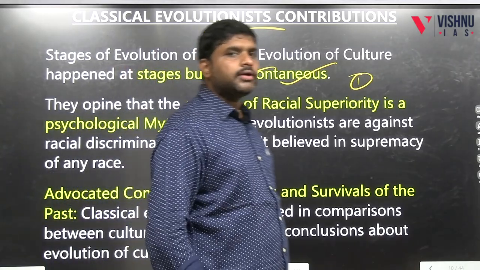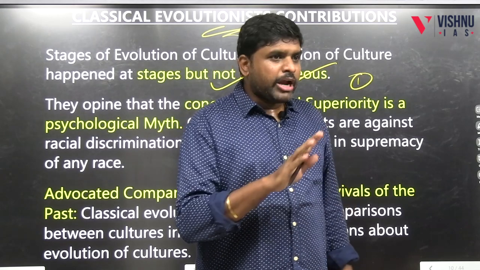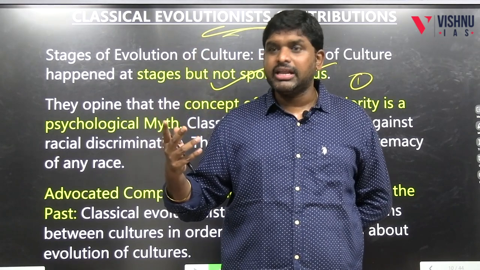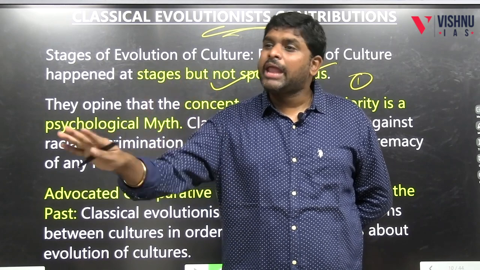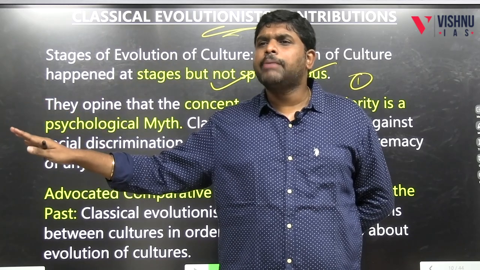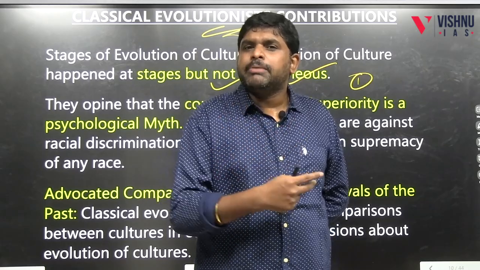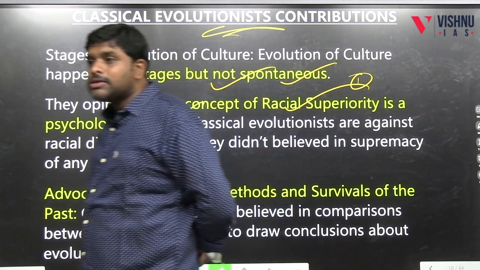Second, they believed that. They might be white people. They are white people or black people? White people. They might be white people like E.B. Taylor, Henry Morgan, James Frazer. At that time, racism was very much prevalent in America, in London. Violence was happening on black people. How the violence happened on the lower caste in India, in the same way the violence happened on black people in Western world. In spite of that environment, being a white man, these three people, they told that racial superiority is a psychological myth.